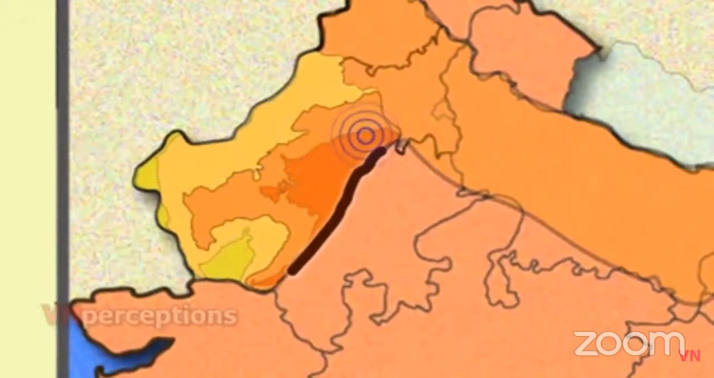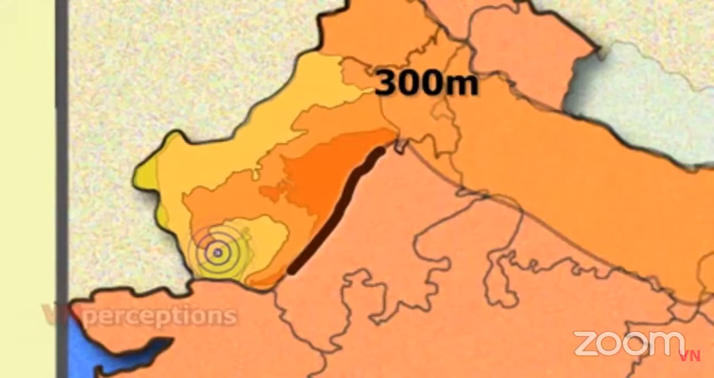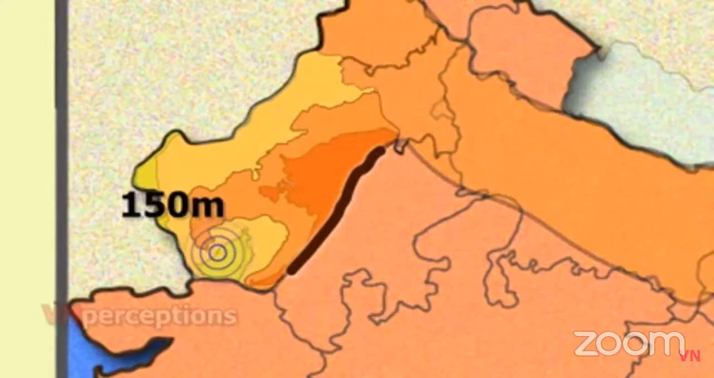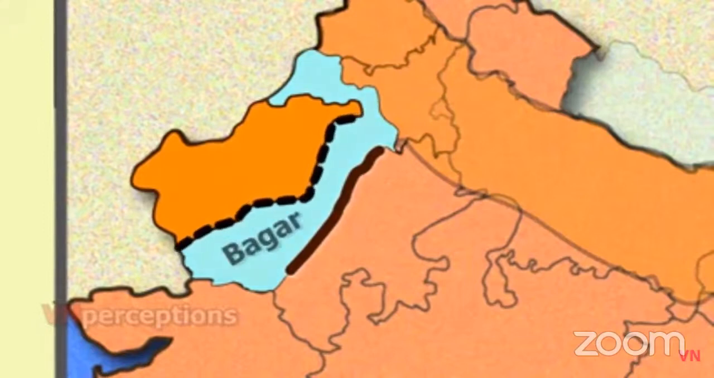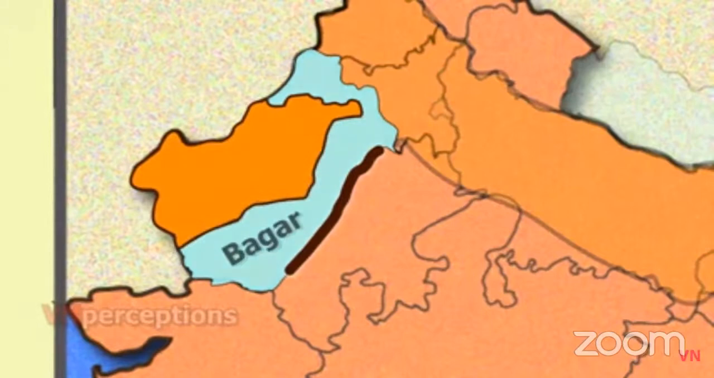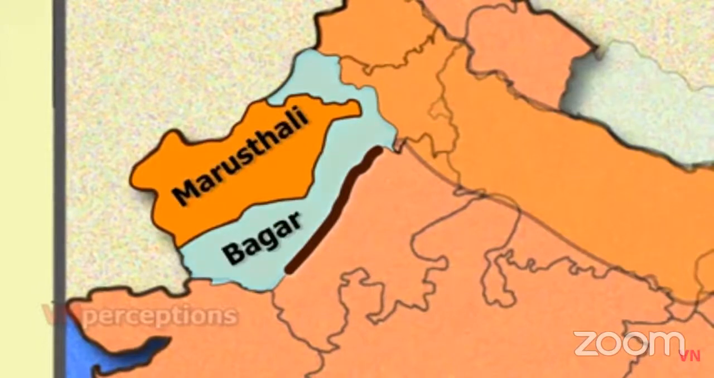The northeastern part of the region has an average elevation of 300 meters, while the southeastern part is less than 150 meters. There are many small scattered hillocks making the western edge of the Bagar. Rajasthan Bagar refers to the semi-arid region. So Marusthali refers to the desert region and Bagar region refers to the semi-desert regions.